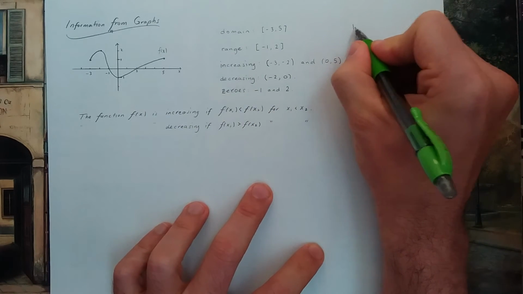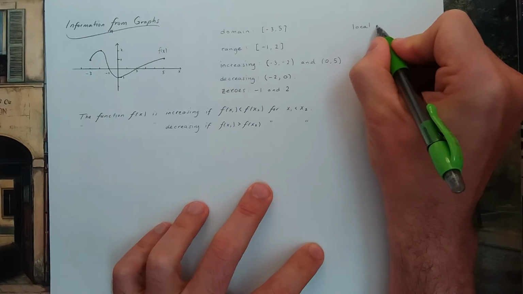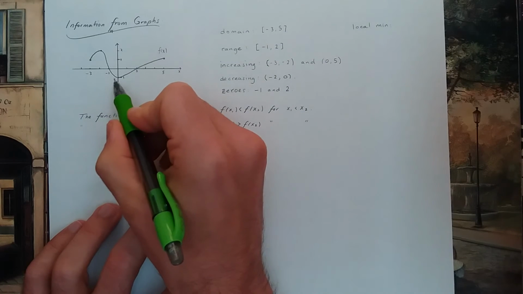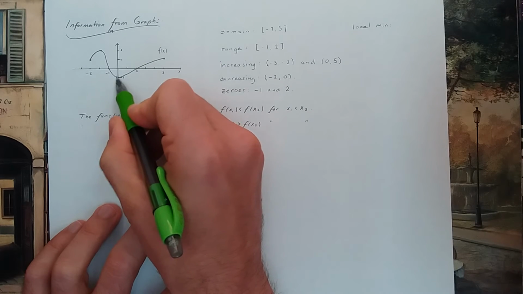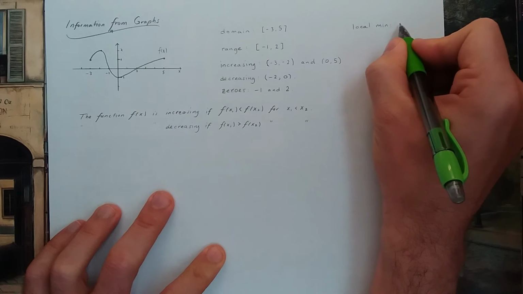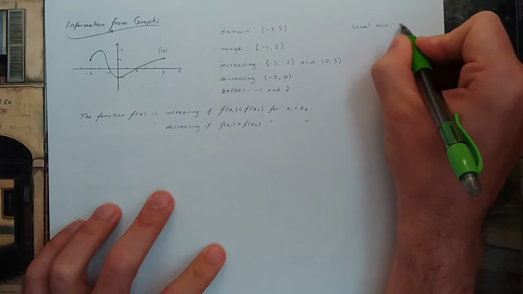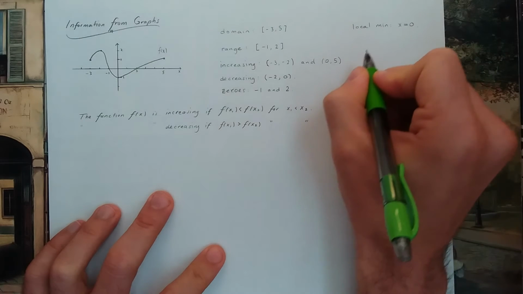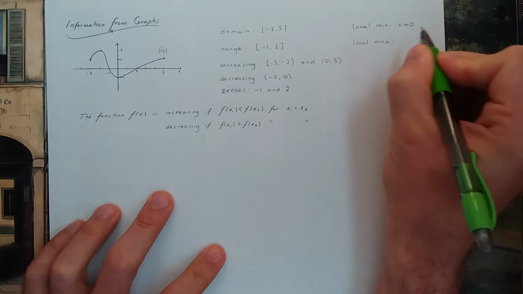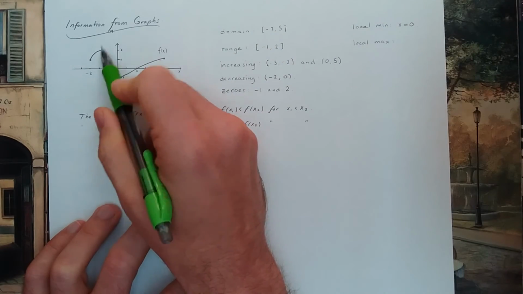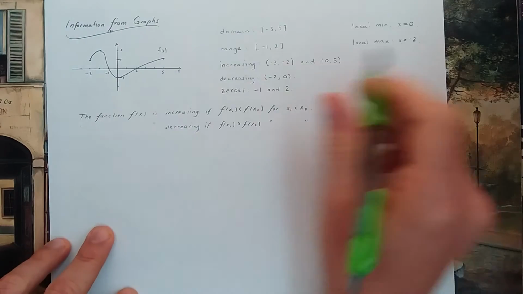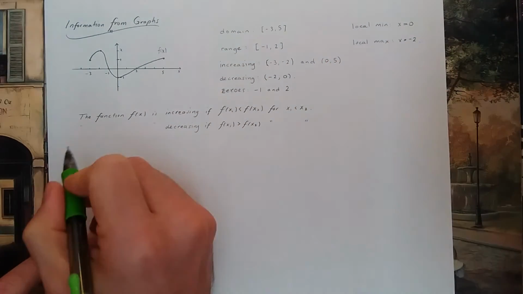Lastly, I could tell you where local minimums are. A local minimum is a place where the graph is lower than its surrounding values. So there's a local minimum at x equals 0, and there's a local maximum at x equals -2. So let me be a little bit more precise about what I mean by this.